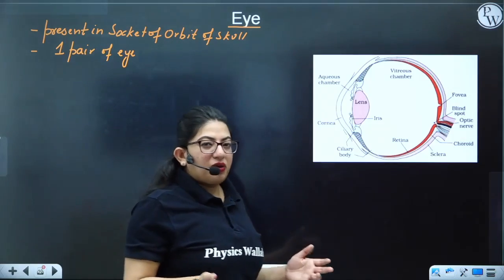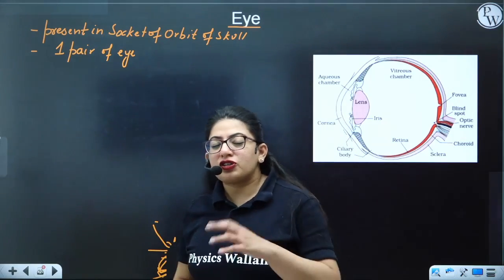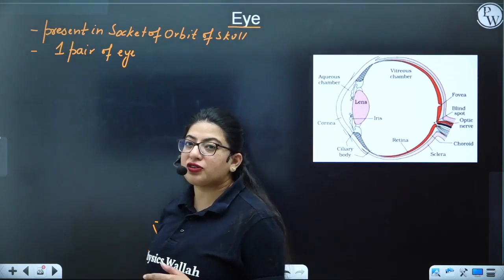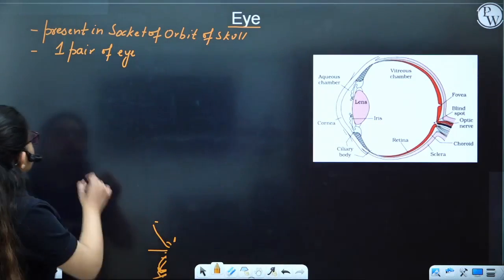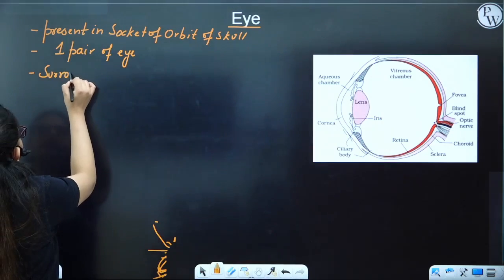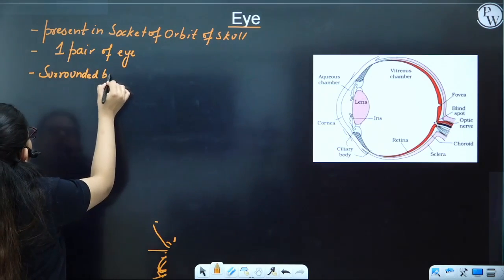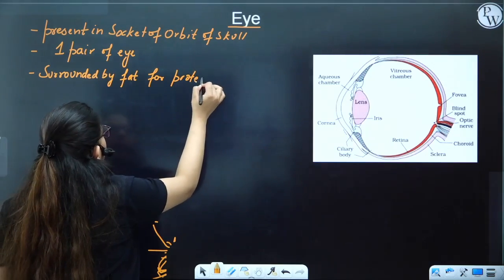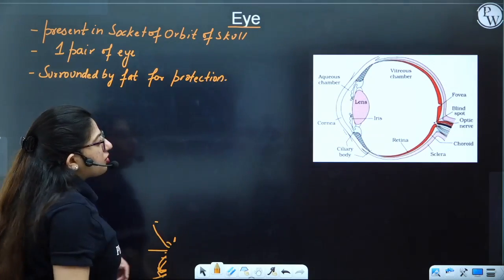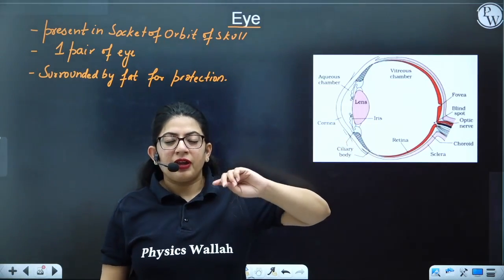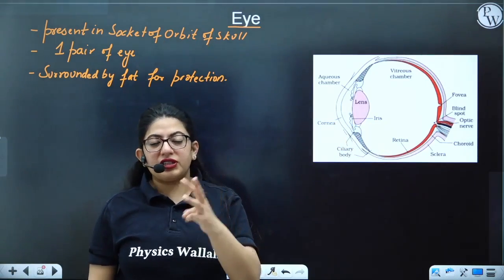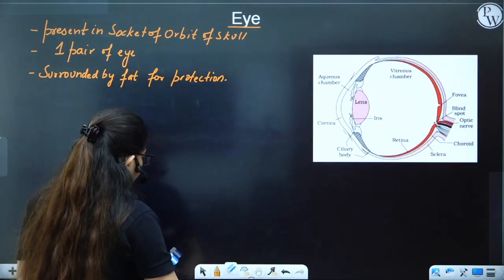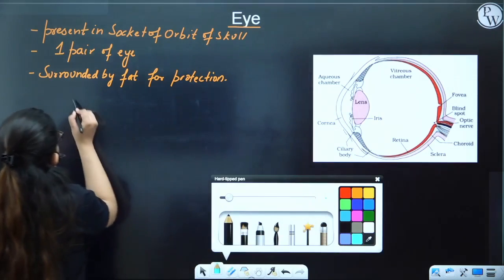Definitely, what is the function? The function is vision. Your eyes, as I've told you, are a vital organ. So they are surrounded by fat tissue, and the function of this fat tissue is to provide protection. As you can see this structure, it's also the structure given in NCERT. The eye is made up of three coats. There are three layers, coverings, coats or tunics, in the eye.